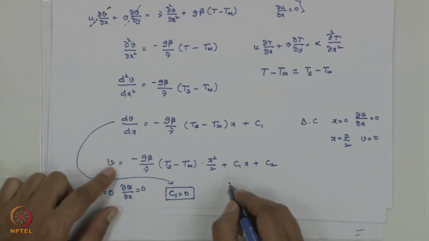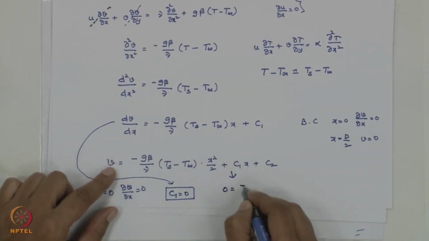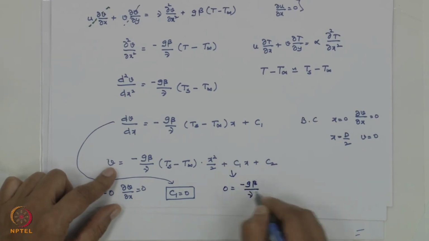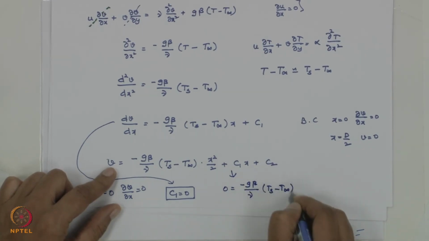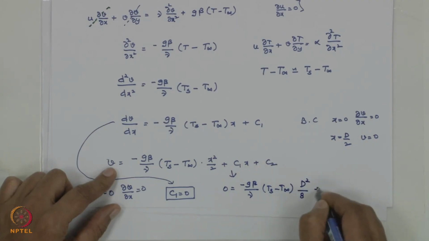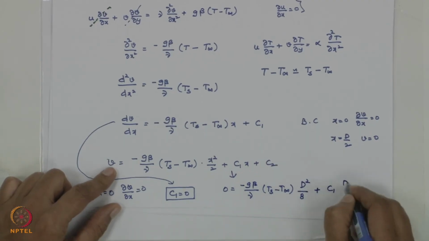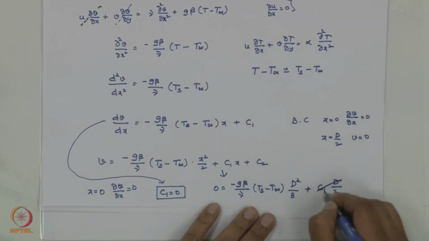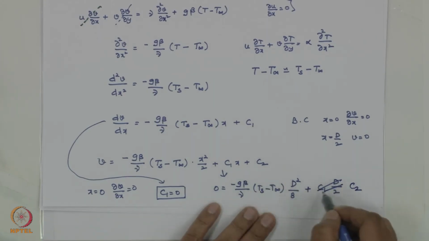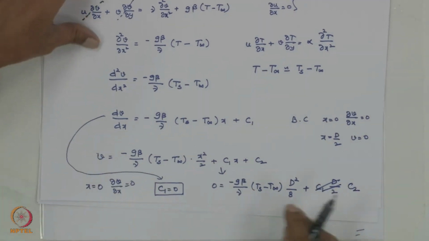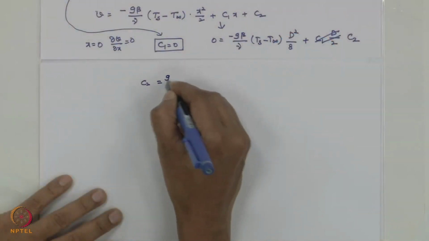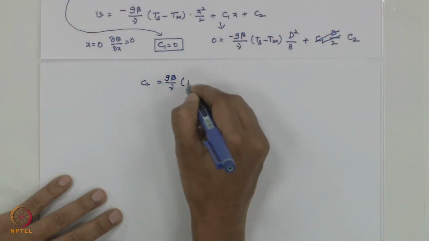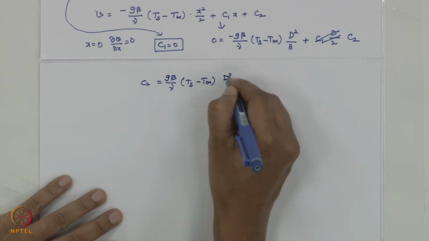And in the second equation, for this equation, V is equal to 0 minus g beta by nu into Ts minus T infinity into d squared by 8 plus C1 into d by 2. We have found C1 as 0, so it would be plus C2. So you get C2 as g beta by nu into Ts minus T infinity into d squared by 8.